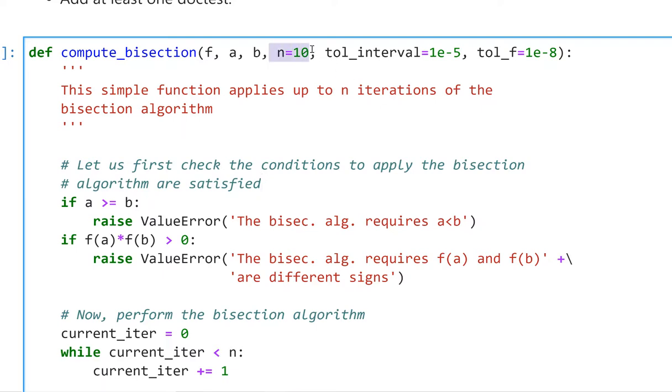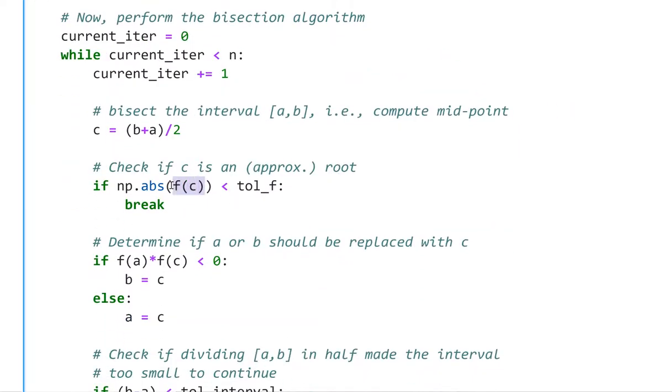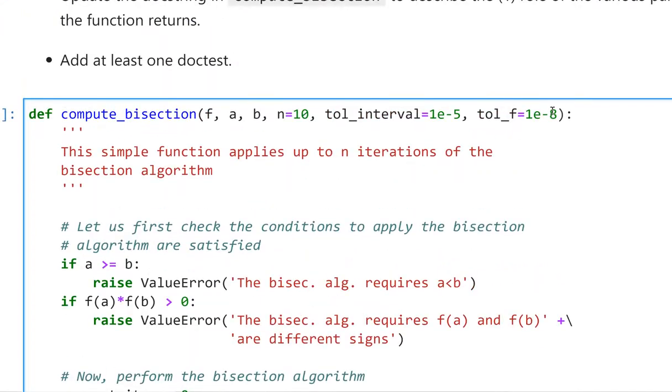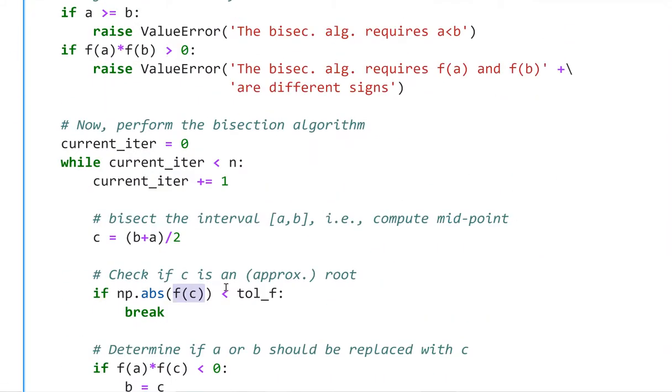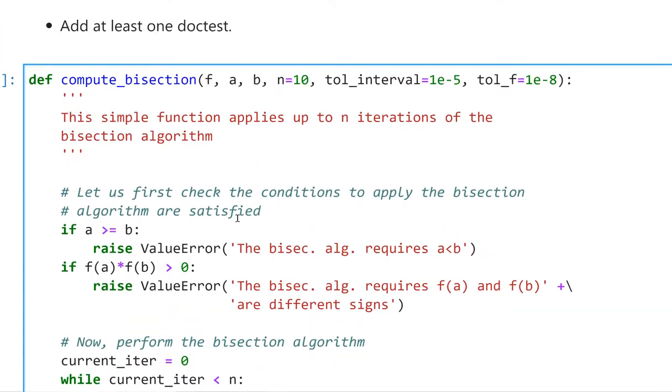Now there's an n which defines up to how many times we will bisect the interval to approximate the root. And there's an interval tolerance that we also set, at which point we will stop iterating. And there's also a function tolerance. So if we find, as you will see below, that the function evaluation at what we think is the next approximation to the root becomes less than the tolerance we've set here, which is 1 times 10 to the negative 8, we're going to say that's close enough to 0 to stop. We don't have to keep trying to refine the root. So you can play with these or just leave them as their default values.